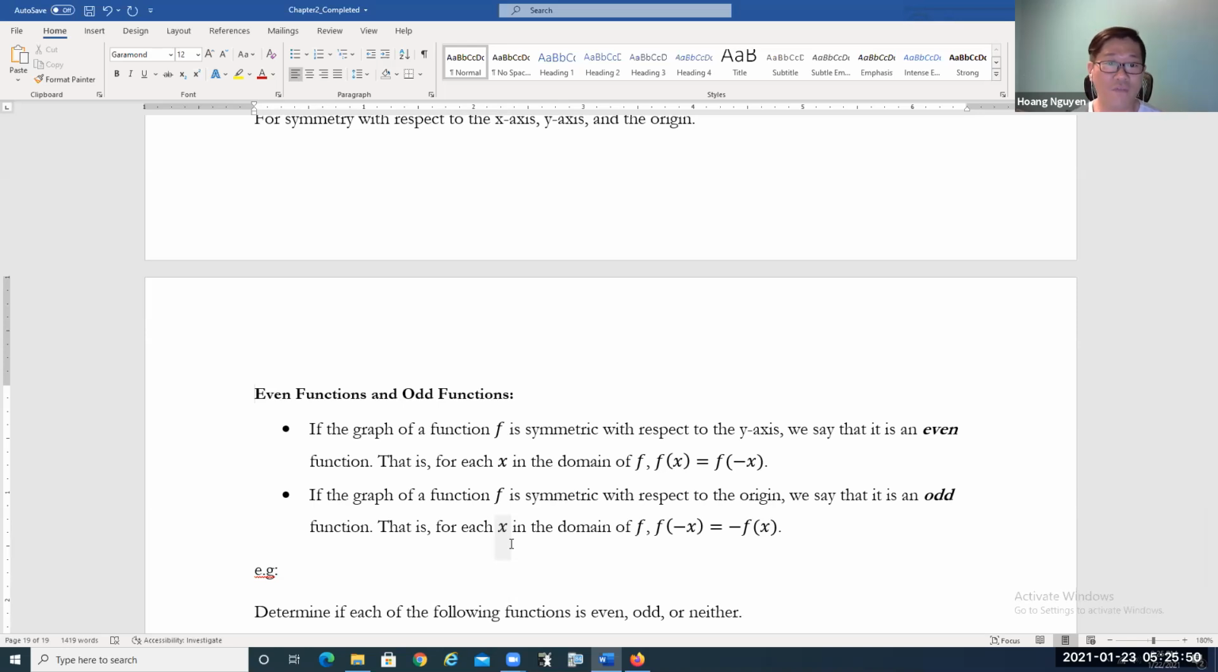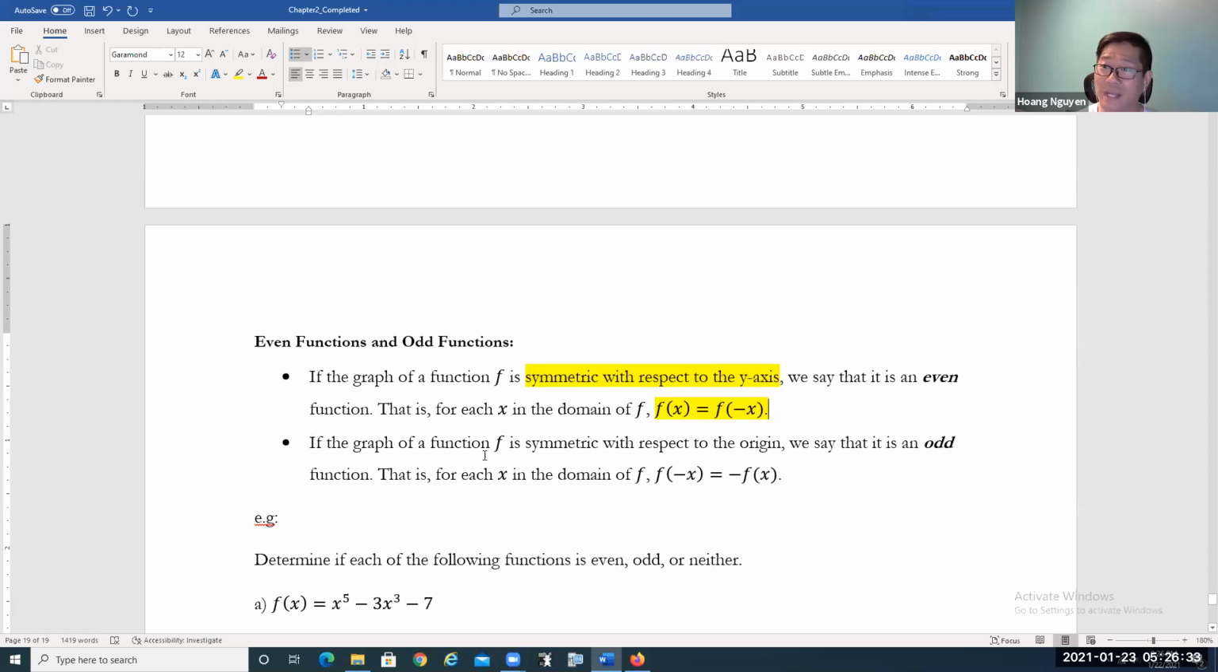If the graph of a function f is symmetric with respect to the y-axis, then we're going to say that it is an even function. So if you have a function f that is symmetric with respect to the y-axis, then that function is an even function. For each x in the domain, we have f of x equal f of negative x. So that's the even function.